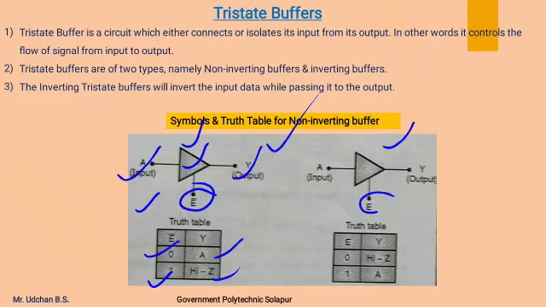In this one, the enable terminal is an active high terminal, means if it is 1, then only the input can appear over the output line. If it is 0, then the input is not connected to the output, therefore we cannot say the output is either 0 or 1. This is how the buffer works.